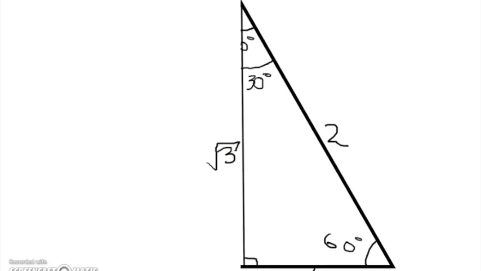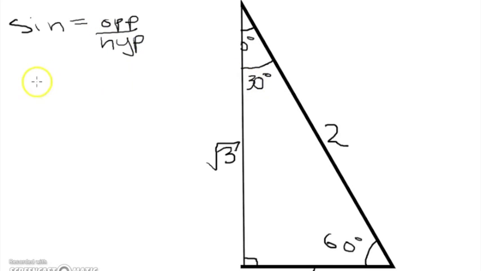Using this triangle, we can solve for the sine of 30 degrees, the cosine of 30 degrees, the sine of 60 degrees, and the cosine of 60 degrees. How? It's simple. Sine is equal to opposite over hypotenuse.